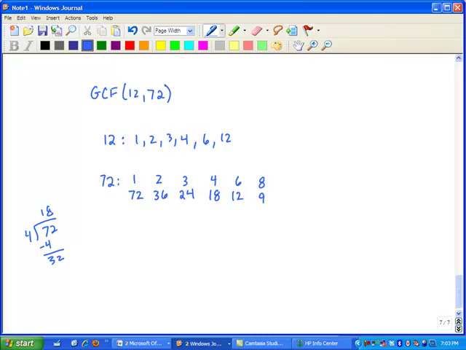So what is the greatest common factor that goes into both of these here? 4? 12. So the greatest common factor is 12, right?